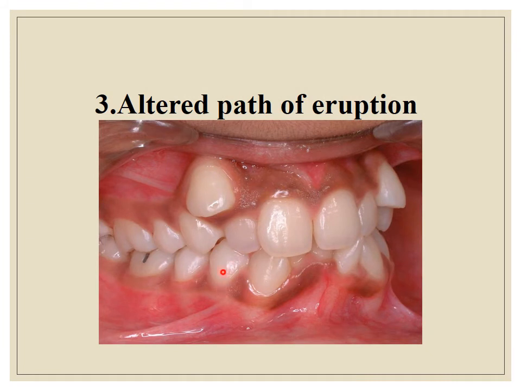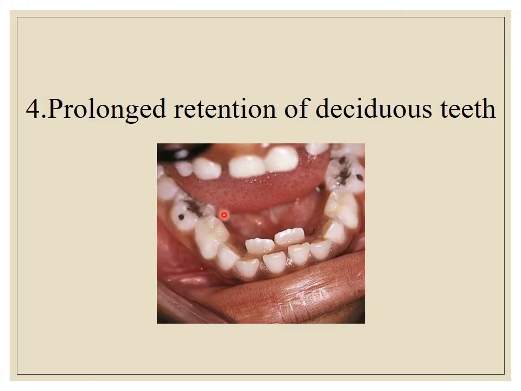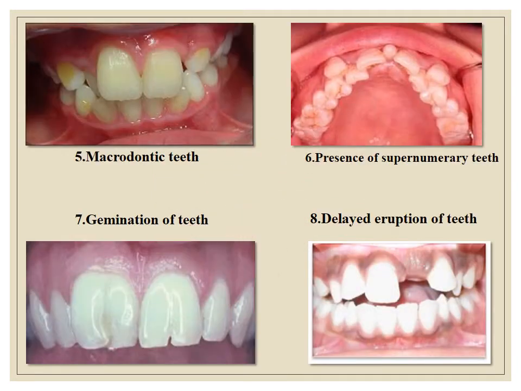We have another cause of a deflected path of eruption, especially in canine cases, which is the prolonged retention of the deciduous teeth, as we may see here in this picture. We have a prolonged retention of deciduous teeth, so that when the permanent tooth erupts, it will not find enough space to erupt normally, so it will be deflected from its normal position.